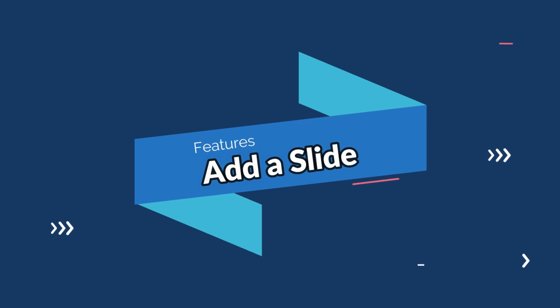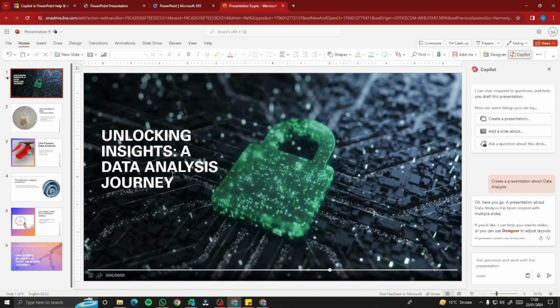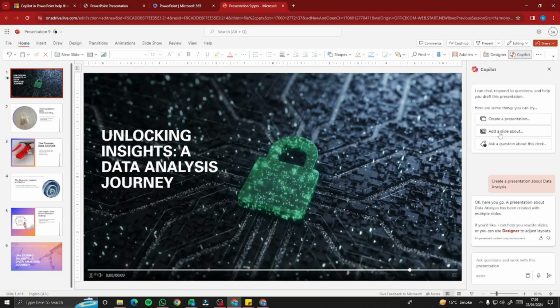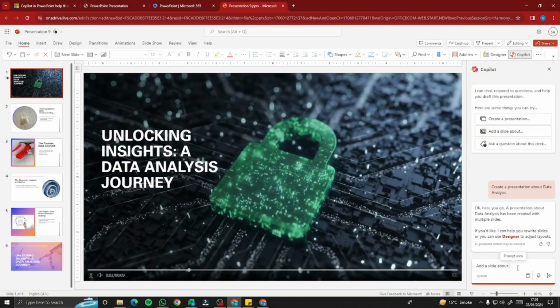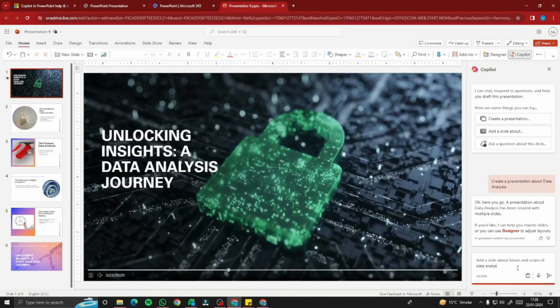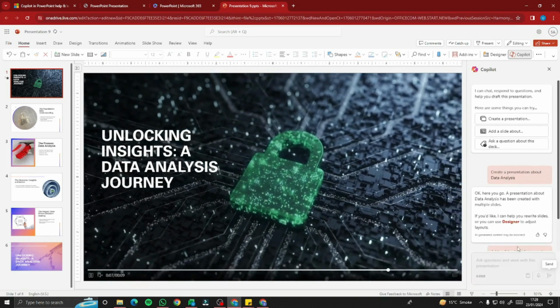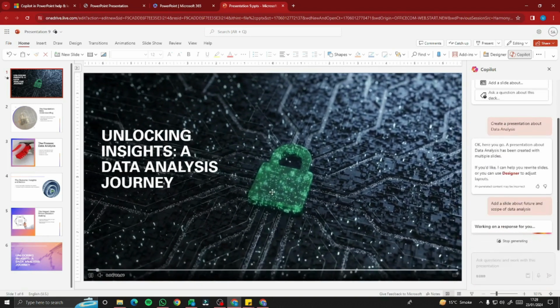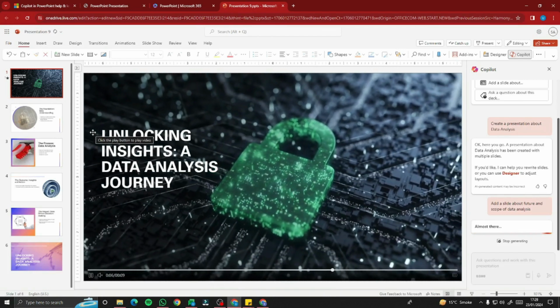Okay, so first of all, we have the second option, which is add a slide about. So now you can go ahead and add a slide. Let's just say if you want one more slide in this presentation and this is not complete, you can hit add a slide about and you can say add a slide about future and scope of data analysis. Okay, so let's go ahead and send this message and see whether it will create that slide in the existing presentation of Microsoft PowerPoint.